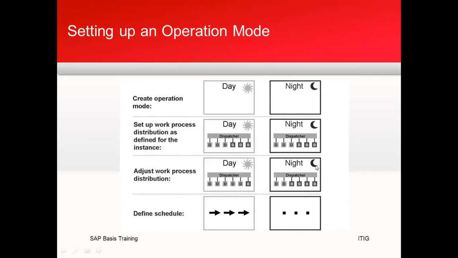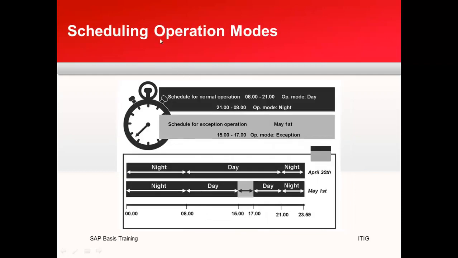So, setting up an operation mode. It's a 3-step process. In the first step you create an operation mode using RZ04. In the second step you set up the operation mode work process distribution as defined for the instance. Then you adjust the work process distribution and you define the schedule. Scheduling the operation mode: the schedule for normal operation is, say, from 08 to 21 the operation mode is day, and from 21 to 0800 the operation mode is night.